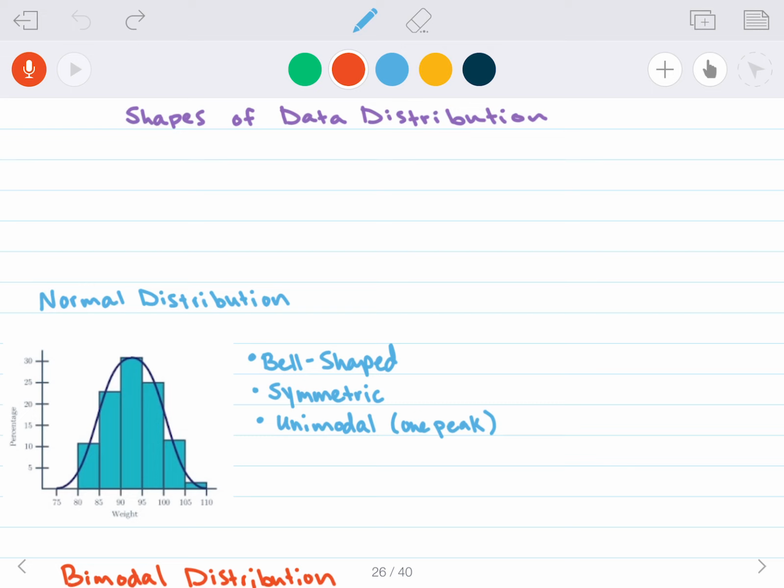Symmetric, you know, that means that if we were to just look at the bell-shaped graph, it's symmetric about the middle because we have mirror images of each other on the left side of that line and on the right side. It's basically the same exact shape and size on both sides. That's what symmetric means. And it doesn't necessarily have to be symmetric about the middle.